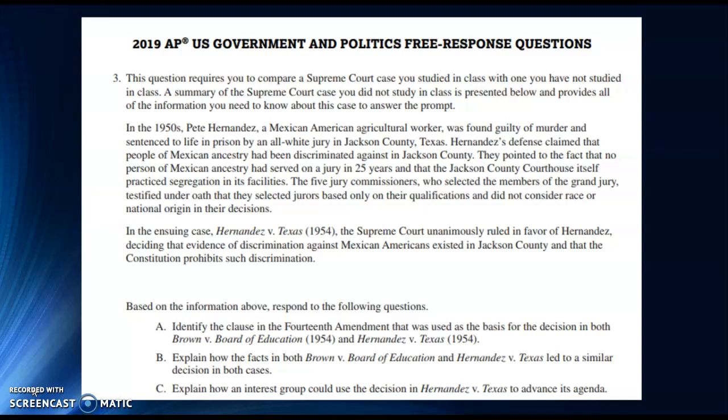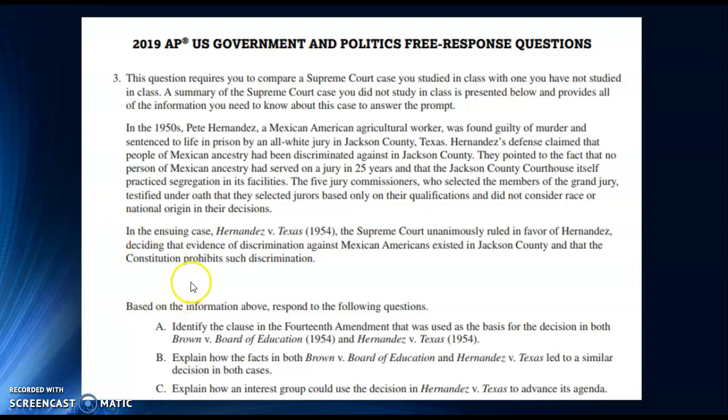So what I'm going to ask you to do right now, if you are not already familiar with this FRQ, is to really just pause this and read through this non-required case of Hernandez v. Texas. If you're ready to go, we'll continue right now. But as you have read, in a nutshell, Hernandez v. Texas is about a Mexican-American who is convicted by an all-white jury who had not had a jury of Mexican descent in at least 25 years, and is convicted and sentenced to life in prison.